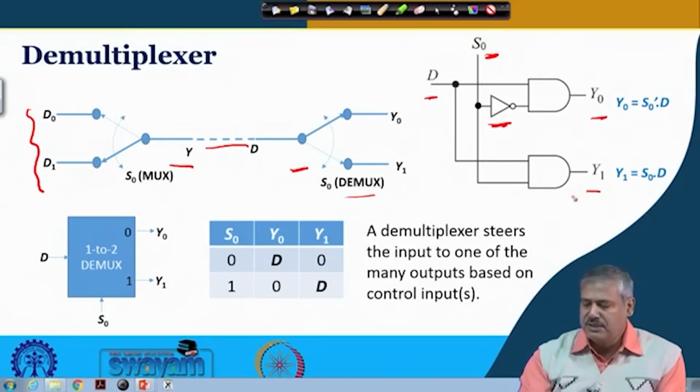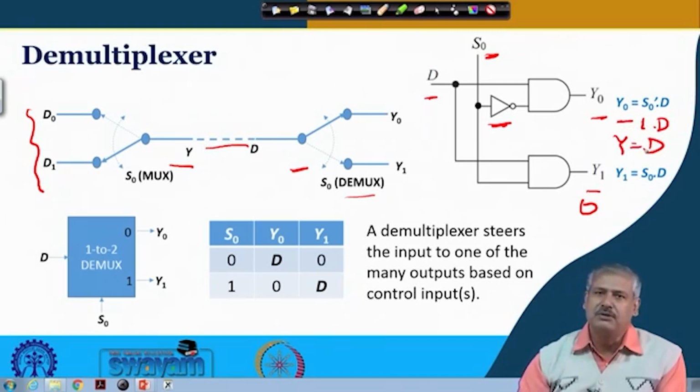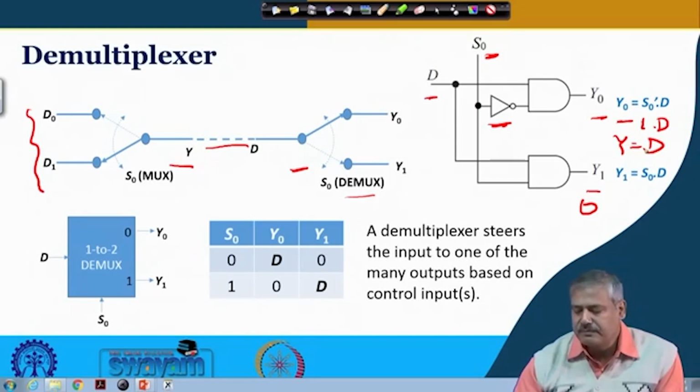If this is low, this is always at 0, and for Y0, because this is 0, that is 1, so whatever is the value of D goes to the Y. So, whenever D changes from 0 to 1, Y will also change from 0 to 1 and vice versa.